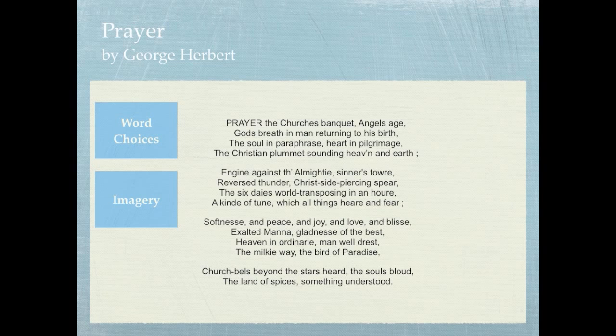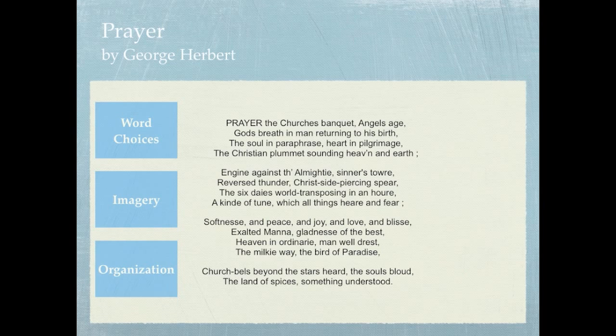And in the third stanza, exalted manna. So manna was what was provided from heaven, and it's exalted. A man well dressed, the Milky Way, the bird of paradise. These images are just stunning. Church bells, beyond the stars heard. The soul's blood. Souls don't have blood, but yet this is again these stunning images that are being used here, and the certain word choices again are conveying a specific meaning.